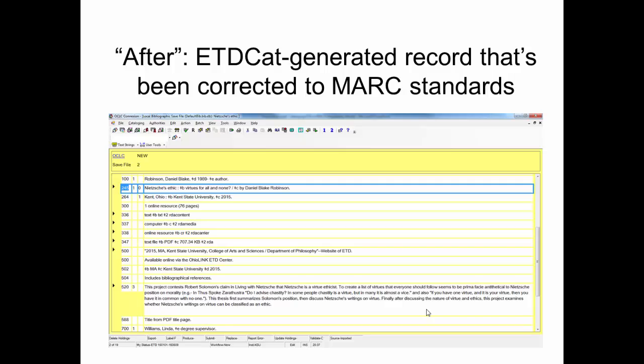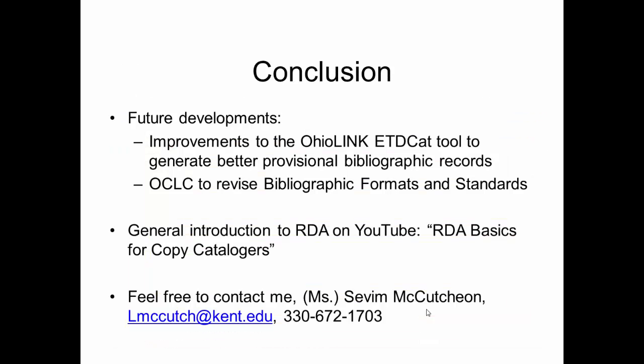This is how future records generated by the ETD-CAT tool should look. I look forward to two developments, one consortial, one international. The first is modifications to the OhioLink ETD-CAT tool so that provisional ETD records generated have no validation errors or omissions. The second is revisions and updates to OCLC's bibliographic formats and standards, so the instructions regarding theses and dissertations address the electronic format aspect and also reflect changes in MARC usage which were inspired by RDA.